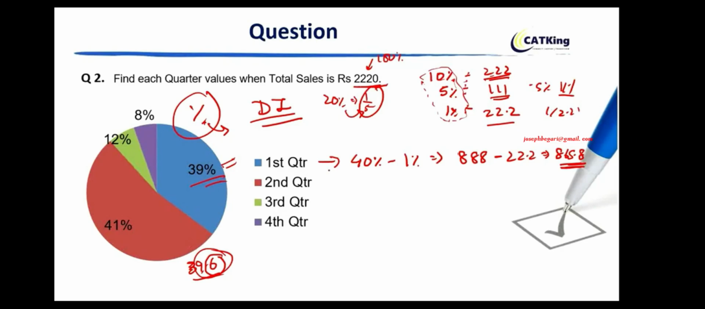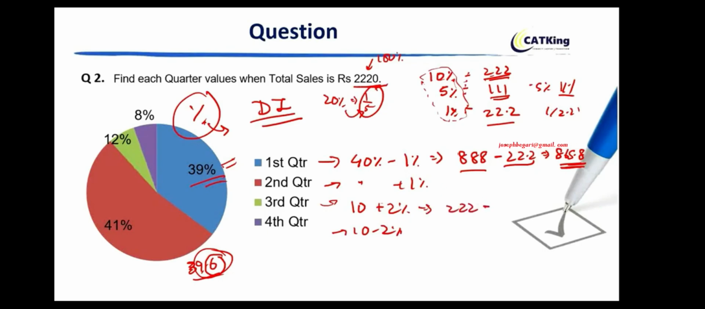Second quarter, 41%. This is what? 40% plus 1%. Correct? So 888 plus 22.2. I hope now this is clear too. It's very simple now. Third quarter, 12%. 10% plus 2%. 8% is 10% minus 2%. Correct? So what is 10%, guys? 10% is 222. So 222 minus 2 into 22.2, right? And this will be minus and this will be plus.